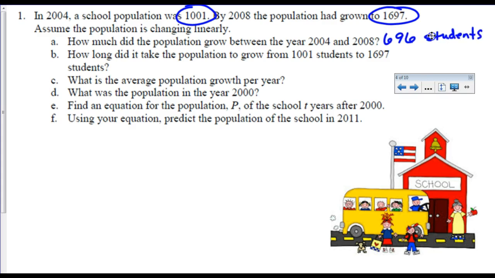And then how long did that population take to change from 1001 to 1697? Well, that would be from 2004 to 2008, so that would be 4 years. So that's leading you up to this next question, which is, what is the average growth rate per year? This is fancy talk for slope. So it's change in students over change in years. So 696 students per 4 years. And if we reduce that, it comes out to a nice 174 students per year.